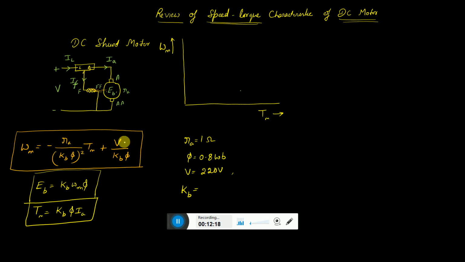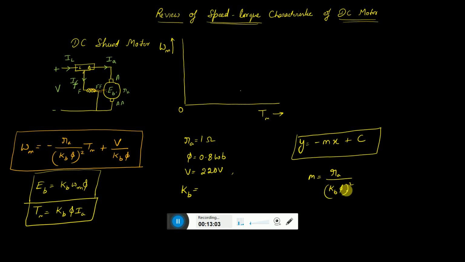So what exactly is this term? It is of the form y is equal to minus m x plus c, where the slope is m. In the expression we see here, y is omega m, which is on the y-axis, and x is the torque. Minus m is the negative slope, negative because of the minus sign, and the value of m is Ra in the numerator and KB phi whole square in the denominator.